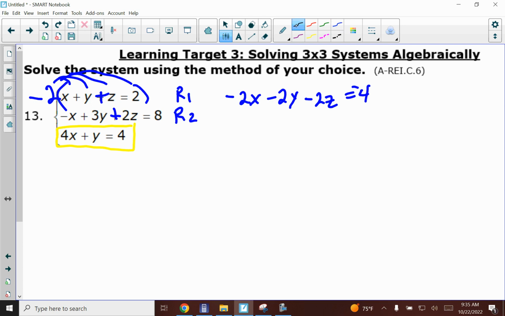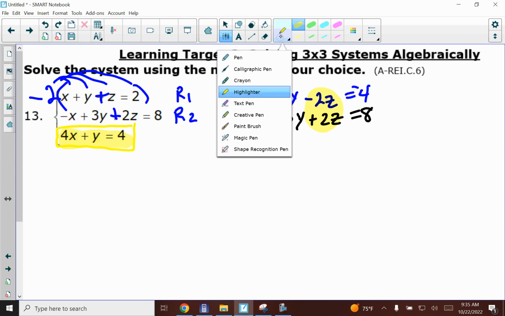The second one, I'm not going to touch, so I'll have negative x plus 3y plus 2z equals 8. The whole thing on this question is we want the z's to cancel, because this problem over here doesn't have any z's in it. Now, if we had a problem that also had the z, we would have to do this 2 different times and pick a letter to cancel.